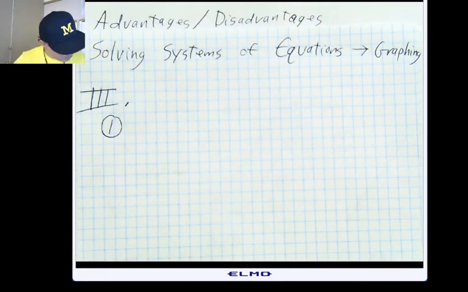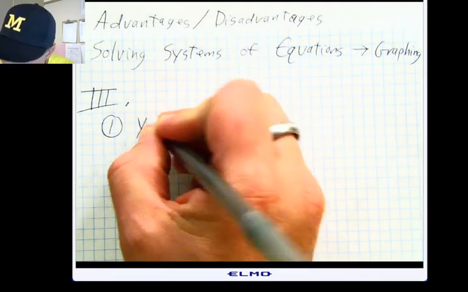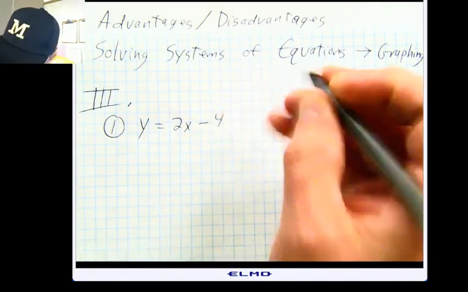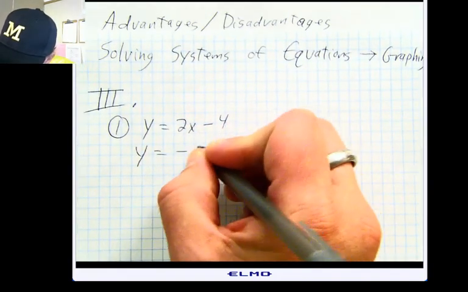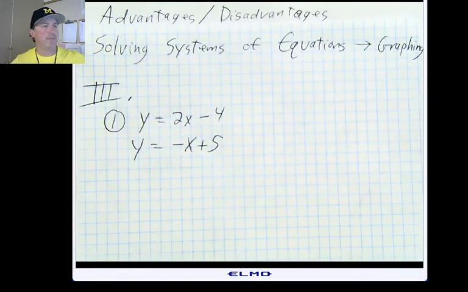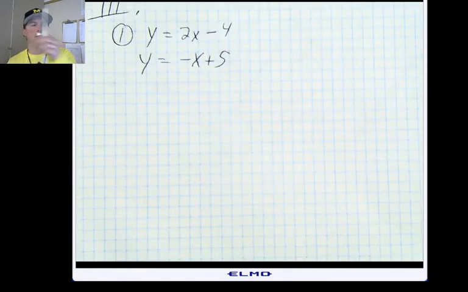So my equations for number one, the equation of my first line is y = 2x - 4 and y = -x + 5. And to do this problem nicely, you're going to need your graph paper and a straight edge.